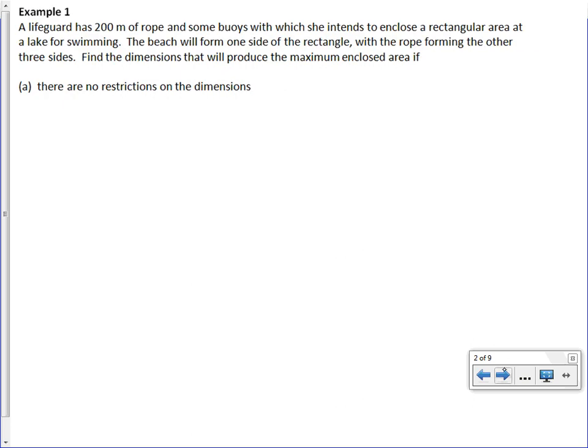A lifeguard has 200 meters of rope and some buoys with which she intends to enclose a rectangular area at a lake for swimming. The beach will form one side of the rectangle, with the rope forming the other 3 sides. Find the dimensions that will produce the maximum enclosed area if there are no restrictions on the dimensions.